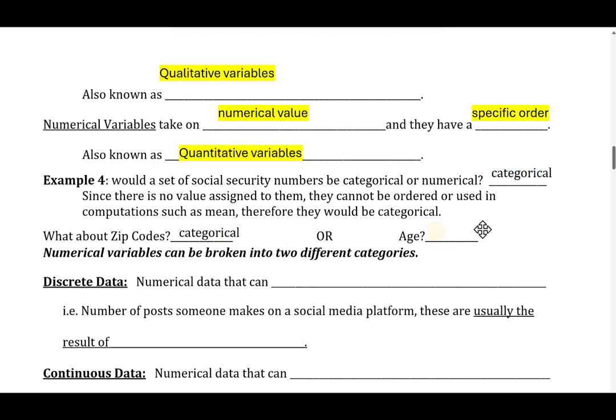However, for age, that can be arranged in a specific order. We can arrange the age of folks in a room. We can arrange the age of students in a class. We can arrange the age of vehicles, whatever it is that we're talking about, in an ordered fashion from oldest to youngest or youngest to oldest. So these would be numerical. Take a second here to pause the video and make sure that you understand where I'm distinguishing between zip codes being categorical and age being numerical.